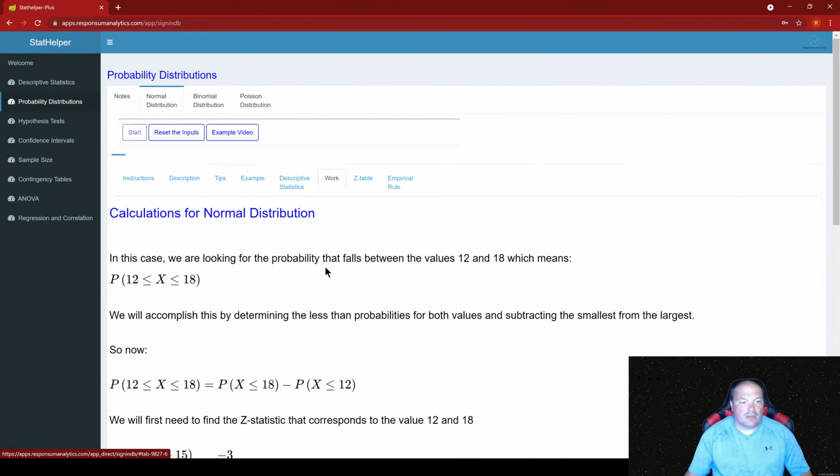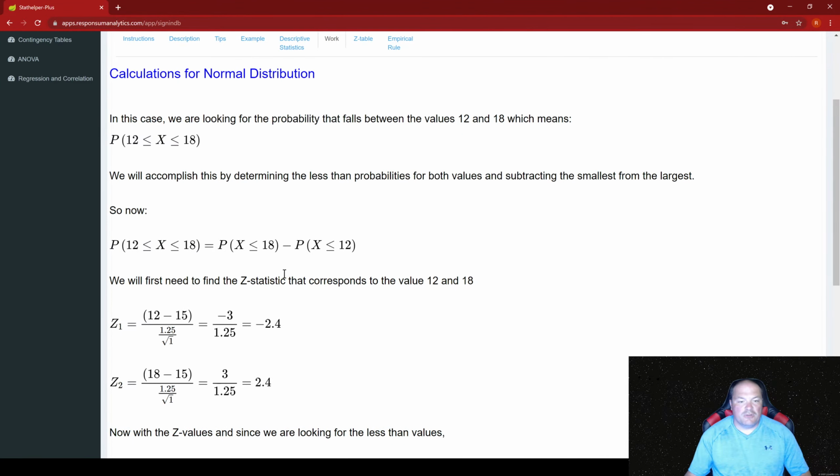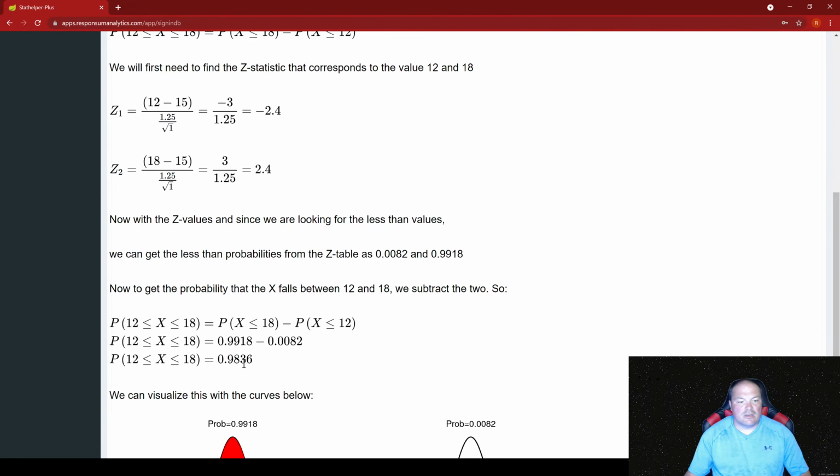Now, sometimes faculty or instructors will want you to use the table. Sometimes they just let you use the computer. It should work either way. You find those two probabilities. What we're going to do is subtract them, and we're going to get 0.9836. So in this case, there's a 98.36% chance that the column will be stable.